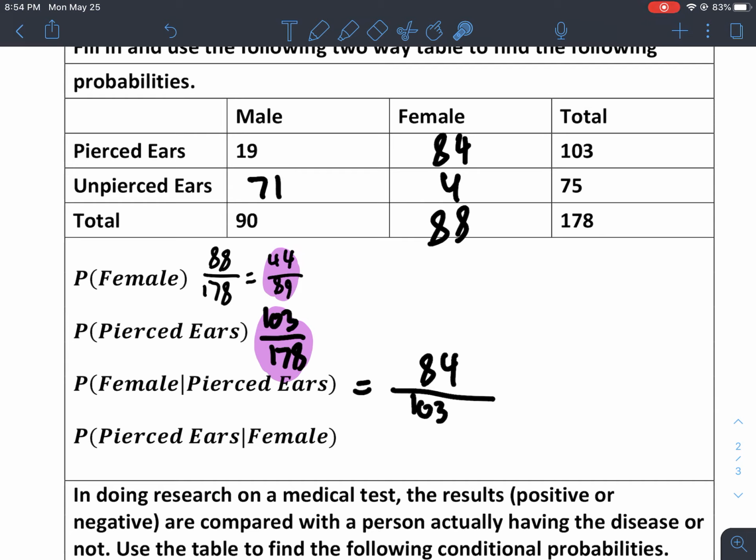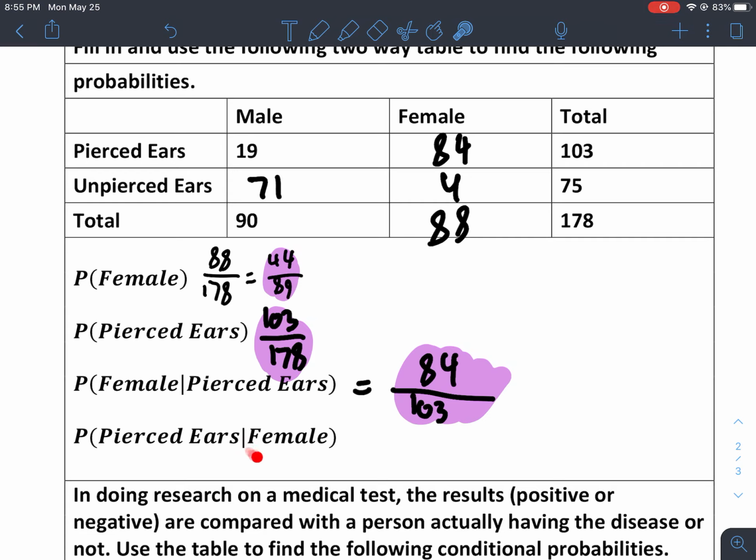And I'm getting a little off. Is 103 a prime number? I feel like it's not, but I can't think of what its factor is. Oh, nope, 103 is prime. So that makes my life easier. So since 103 is prime, I know that this is the simplest form. So given that you have pierced ears, 84 out of 103 will be female. That's kind of the thought process to that.